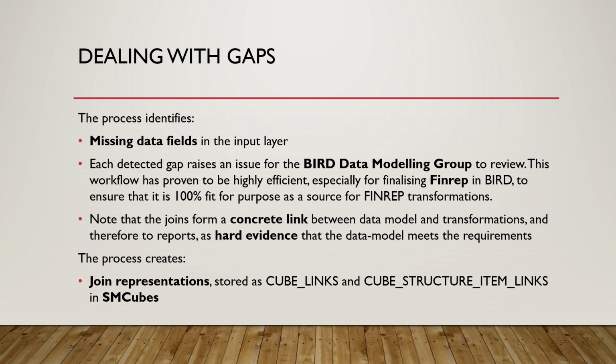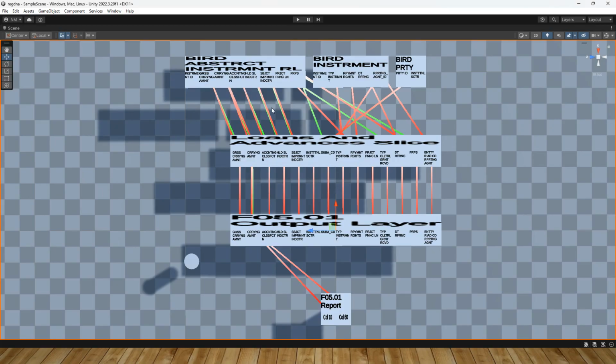So we can note that the joins form a concrete link between the data model and transformations, and therefore to reports. And this is hard evidence that the data model meets the requirements. Again, if we look at our 3D visualization, the fact that we can show lines all the way to a report cell is indicative of the fact that the input layer can fully fulfill the requirements of the transformations for FINREP, the first step of which is to join the data together for products.